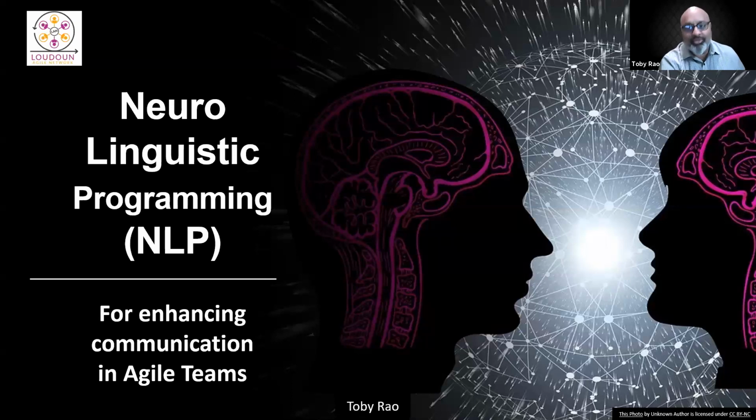So with that, let's jump into the topic, right? Neuro Linguistic Programming for enhancing communication in Agile teams. So it is no secret, right? The importance of communication, especially in today's organizations where everything is moving so fast, cannot be overstated. I think before COVID, communication was important. After COVID, it's become even more important.